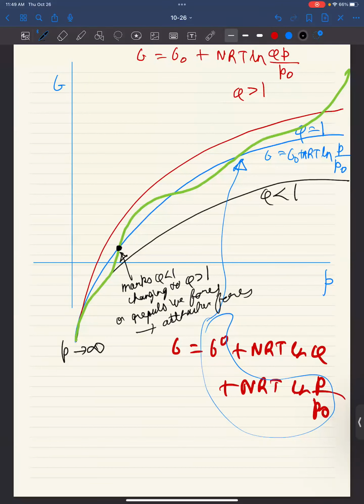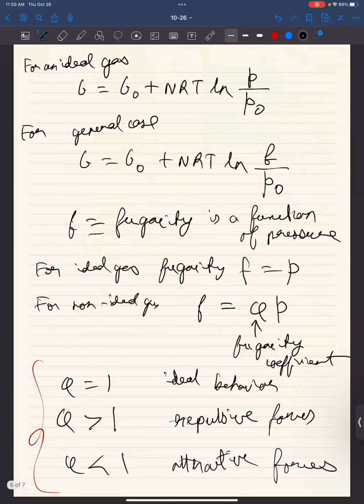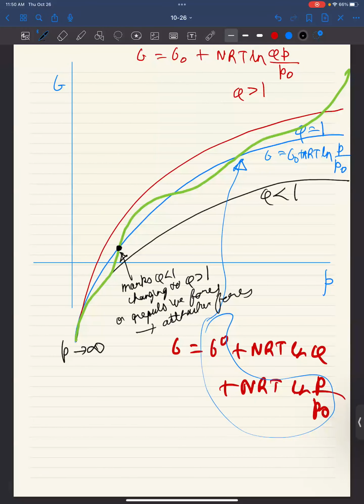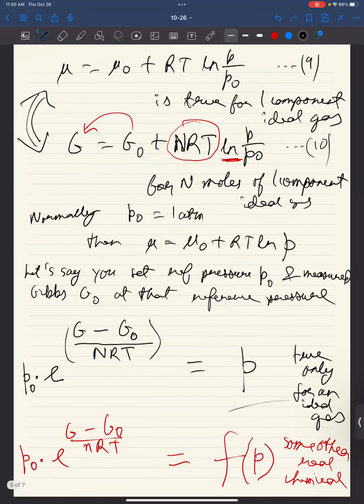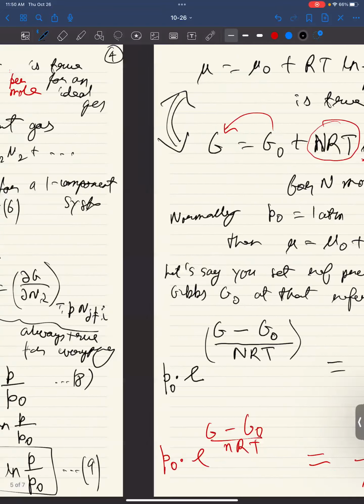Is this clear? Now, let's forget about the green curve and let's focus on the red, the blue, and the black. And now let's try to understand better why it is that phi more than one corresponds to repulsive forces, okay? In order to do that, I'm going to draw this figure once again on the next page instead of scribbling over here.